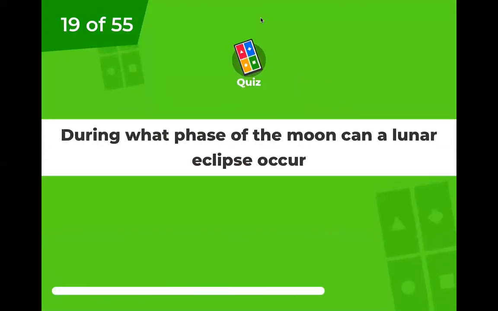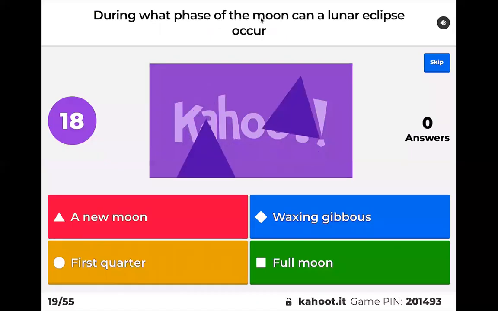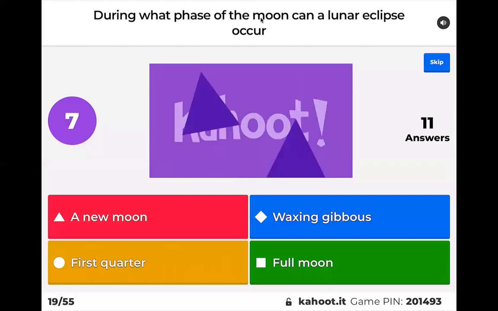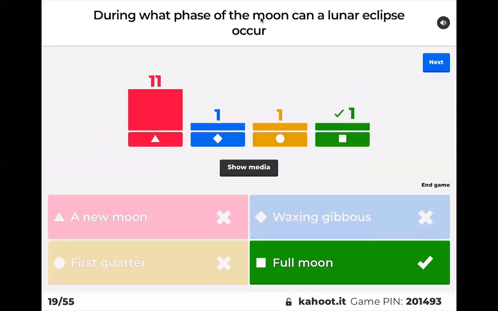During what phase of the moon can a lunar eclipse occur? Is it a new moon, first quarter, waxing gibbous, or full moon? And I'll give you this, it's not a first quarter or waxing. Again, during what phase of the moon is a lunar eclipse? Sure, it's a full moon. Okay.